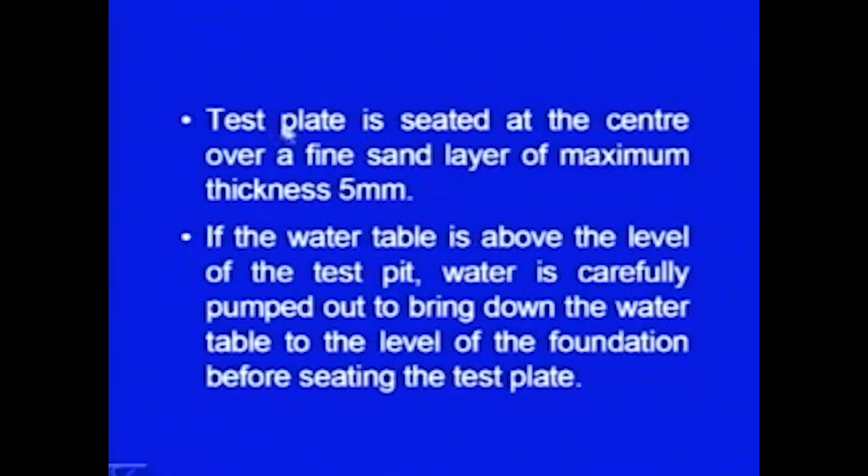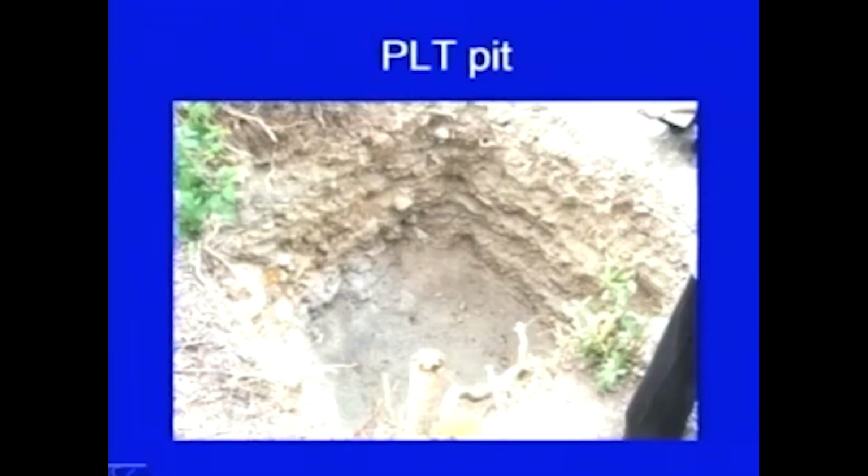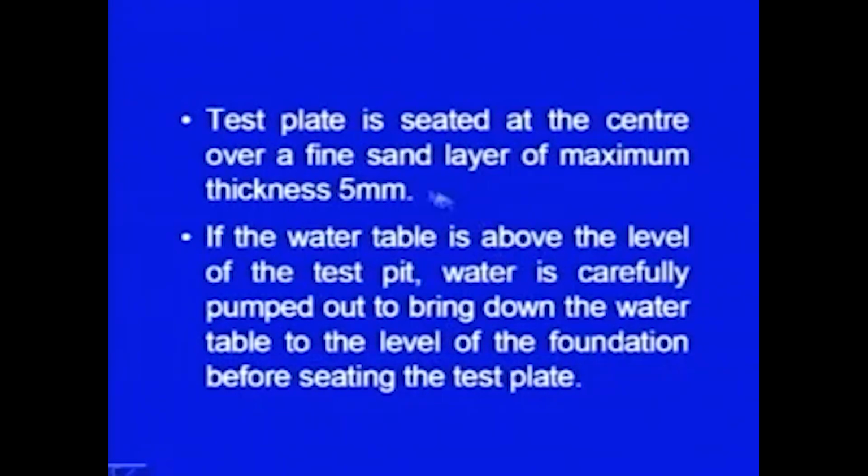Now, the test plate is seated at the center over a fine sand layer of maximum thickness 5 millimeter. So, let me go back to this photograph. Here you will find that the surface is not even. Then what we do is we sprinkle some sand here, a layer of 5 millimeter, half a centimeter sand layer is placed there, and the test plate is seated on that sand layer.